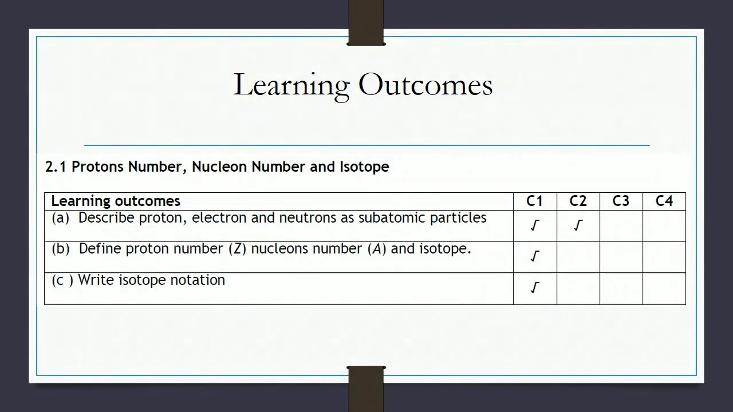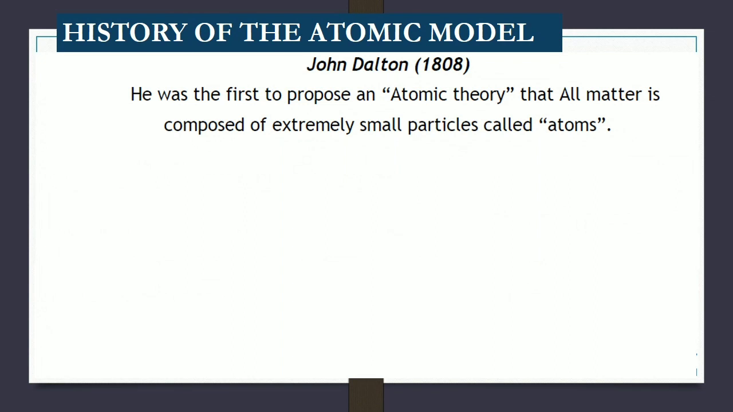Our learning outcomes will cover how to describe protons, electrons and neutrons as subatomic particles in an atom, how to define proton number, nucleon number and isotope, and also how to write the isotope notation. Let's start our chapter with a little bit of history of the atomic model.